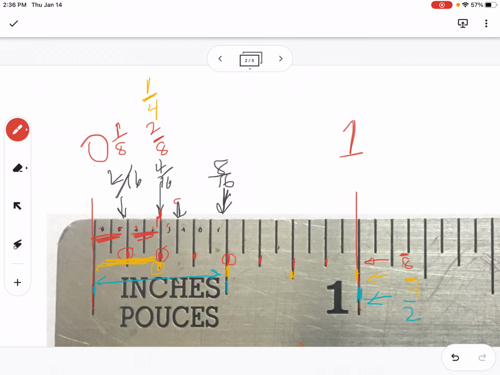But does it have any other names? There's a red line there, so it must have a red name. Red names all have an 8 on the bottom because they're 8s. How many 8s to get me there? 1/8, 2/8, 3/8, 4/8. This matches up with 4/8.